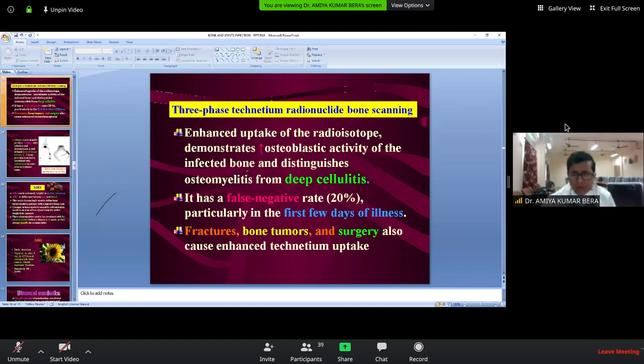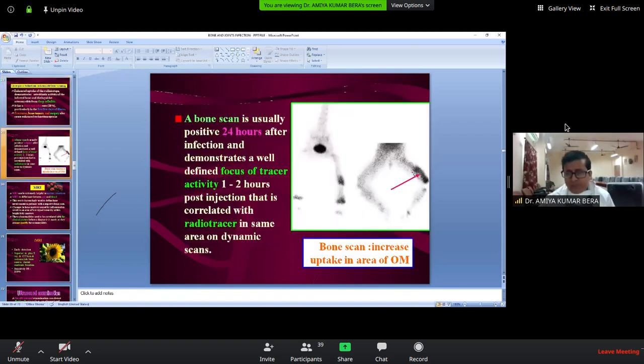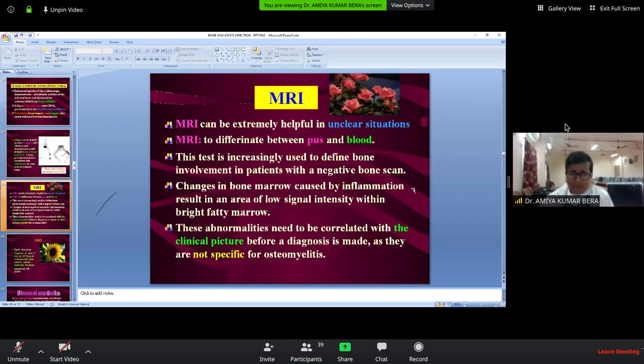However, a focus of tracer activity 1 to 2 hours post-injection, if correlated with the fever and the clinical picture, can be of help at times of doubt. Very, very less. MRI is the upcoming investigation of choice in case of an unclear situation. You can differentiate between pus and blood. However, it's not specific. What will happen in the MRI?